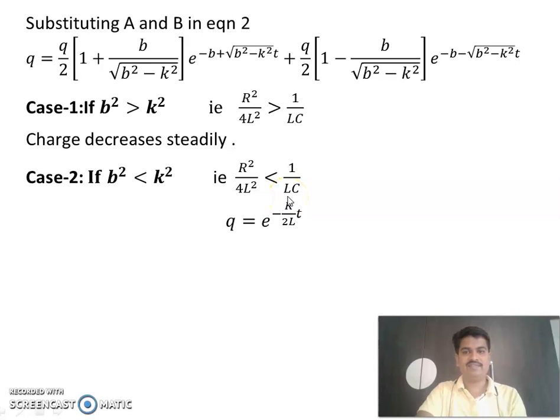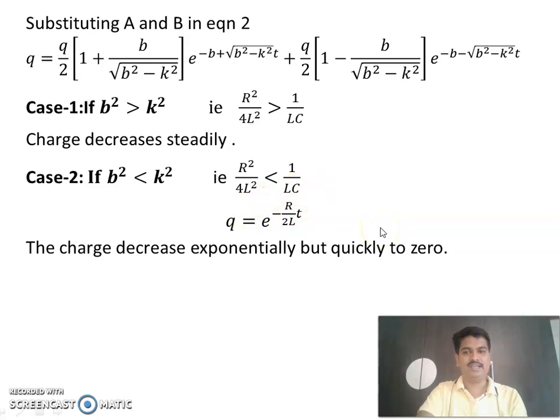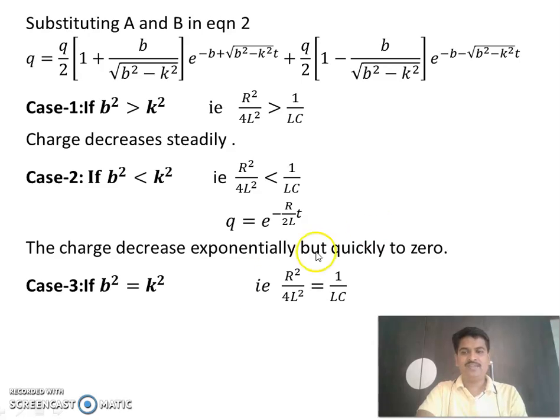If I substitute this in the final equation, I'll end up with the solution Q equals e to the power of minus R by 2L into t. This looks like exponential decay, so the charge decreases exponentially but very quickly to 0. That is the second case. Now in the third case, b square equals k square, that is, R square by 4L square is equal to 1 by LC.